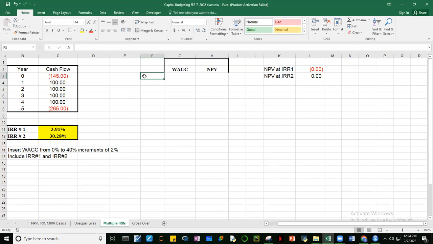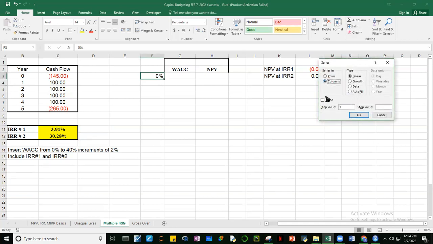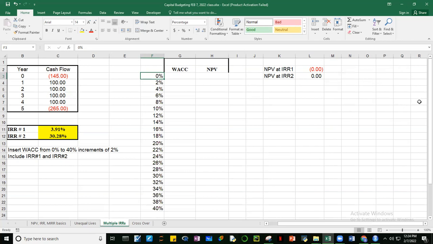So we can start with 0%. So maglista lang tayo dito ng up to 40% na may increments of 2. So you know how to do that guys. I start with 0%, fill, home, tapos fill, then series, no? And then I want it in columns. Step value, let's make it increment by 2%. And then stop value, let's make it up to 40%. Okay? All right. Okay, so we have that now.